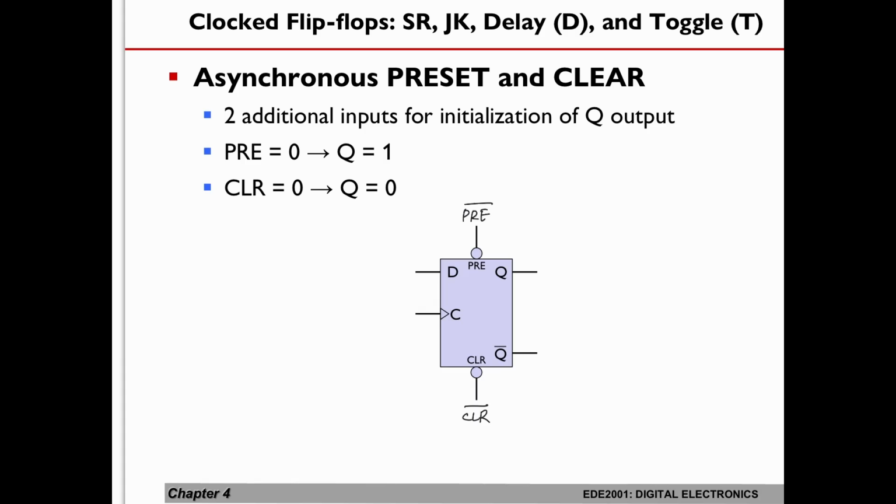So guys, I think I need you to put in some things that I missed out in the previous slide. Please put the bar on top of the preset. When bar preset equals 0, we enter something called the preset mode. What the preset mode does is set Q to be 1. And when bar clear is a 0, we go into a clear mode. What does that do? We are setting Q to be a 0.